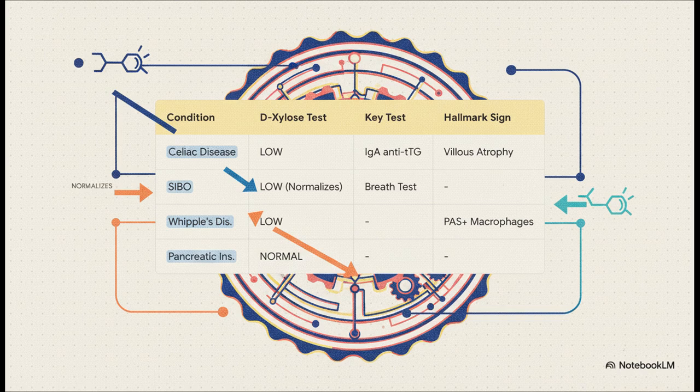Okay, let's bring it all home. This right here is your absorption refinery matrix. Look at it. Celiac and SIBO, they both kick off with a low D-Xylose. But the key difference? Only SIBO normalizes after antibiotics. And see pancreatic insufficiency over there? It's standing all alone with a normal result. This table, this is your entire logic flow all in one place, sealed and ready for instant recall.